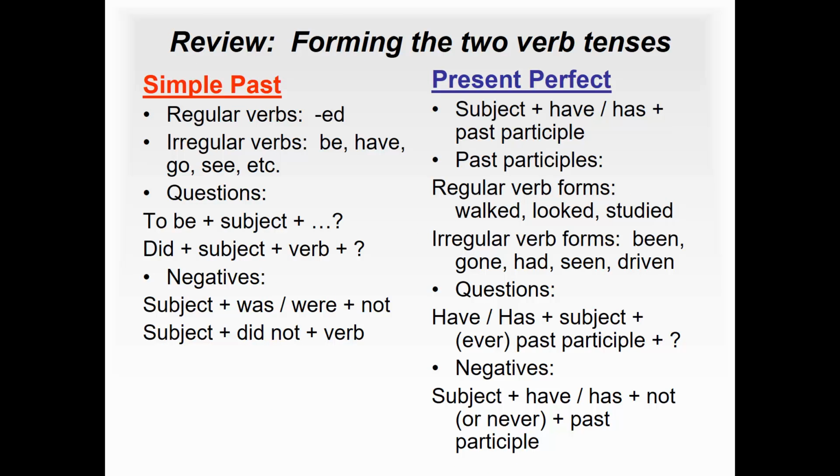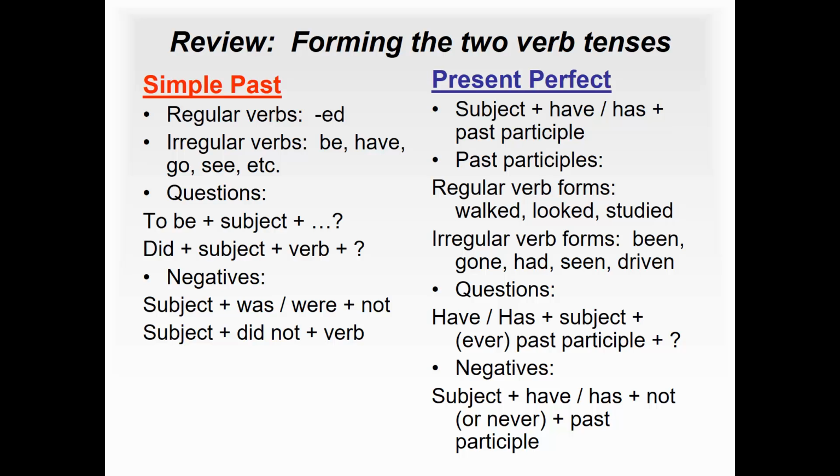Forming the two verb tenses, we have practiced simple past and present perfect in class. Simple past, for regular verbs, we form the past tense by adding ed. For irregular verb forms, you simply need to memorize the most commonly used irregular verbs. Questions and negatives are formed in the manner you see here.